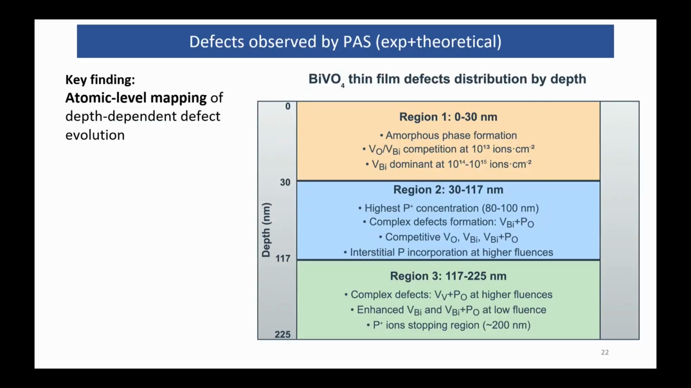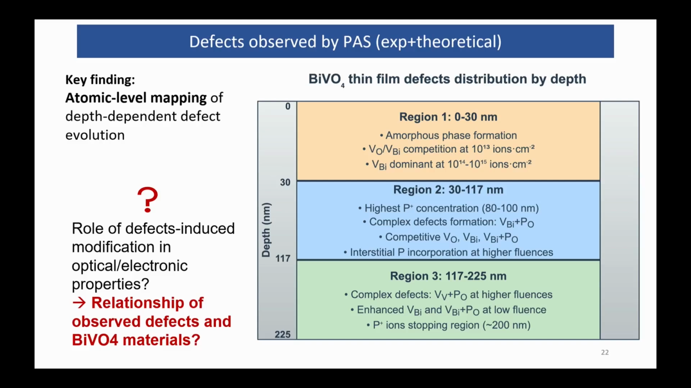So I will summarize the key finding here. We see the atomic level of depth-dependent evolution. This is very detailed here, so I do not want to mention it here. We split it by region of the thin film from the surface to 225 nanometer of depth.